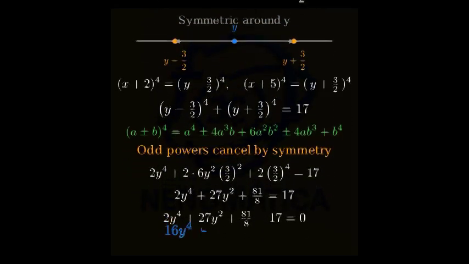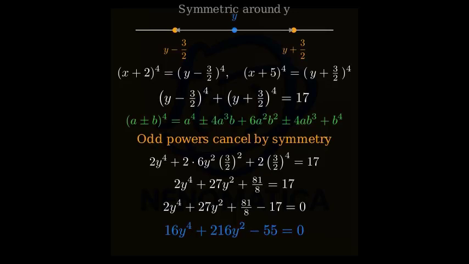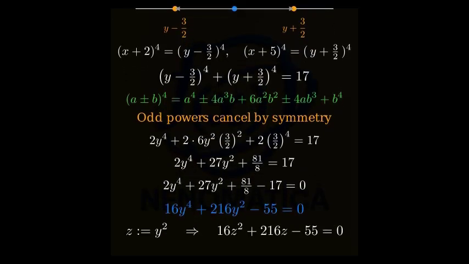Multiply by 8 to clear fractions. 16y^4 + 216y^2 - 55 = 0. Step 4. Let z = y^2. Then we have 16z^2 + 216z - 55 = 0.